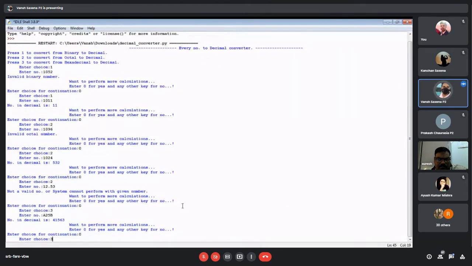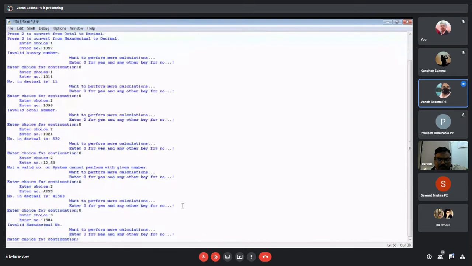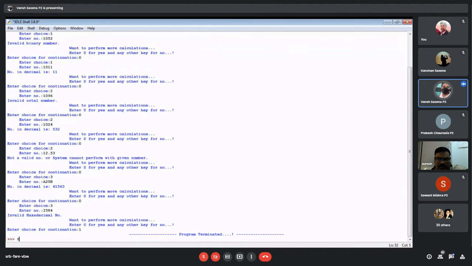So here choice I am giving 3, and now I am giving I, an invalid hexadecimal number, because I mentioned an alphanumeric number as I, and let's see what happens. It gives invalid hexadecimal. And I think it's time to terminate the program. So let's give another key so that it can terminate the program. And hence, program has been terminated. That's the end of my program.